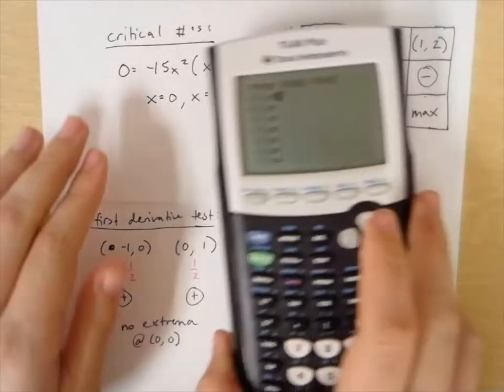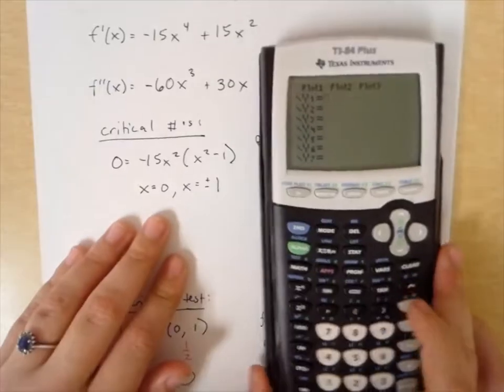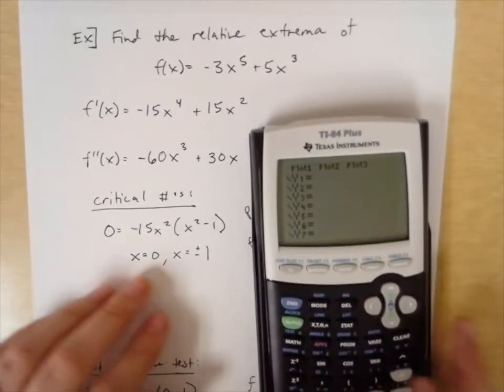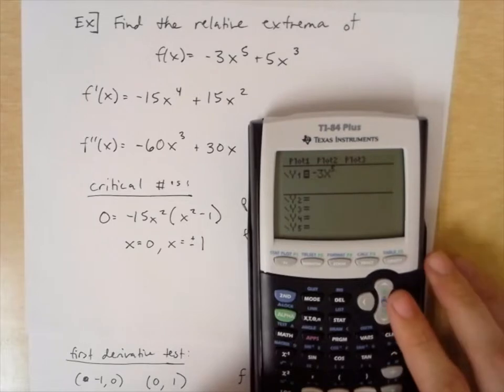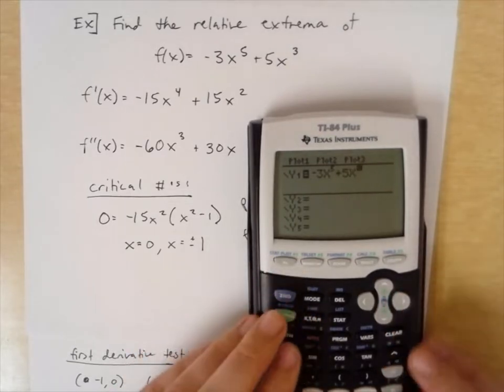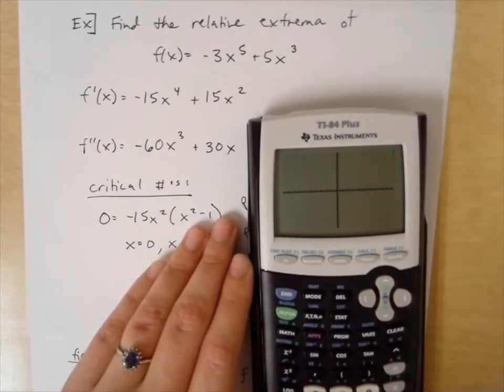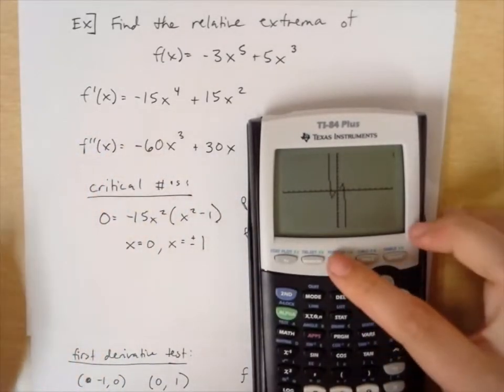And let's graph this real quick to kind of better understand what's going on here. So we get our grapher going, and we're going to graph the original function. We're going to graph -3x to the 5th, and we're going to do plus 5x to the 3rd. And when we graph that, we can see that our conclusion is supported here.